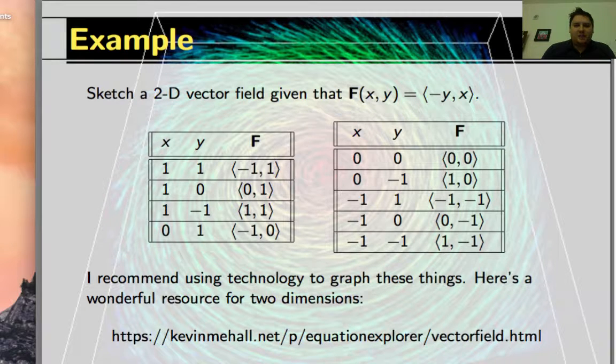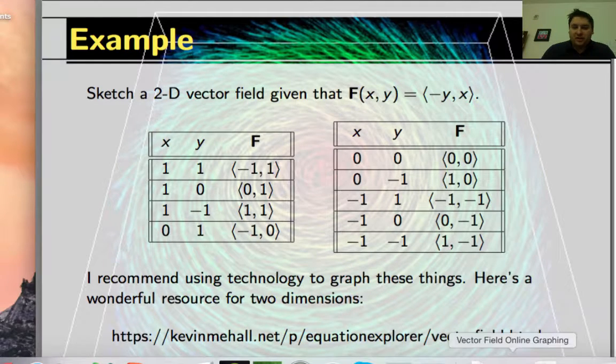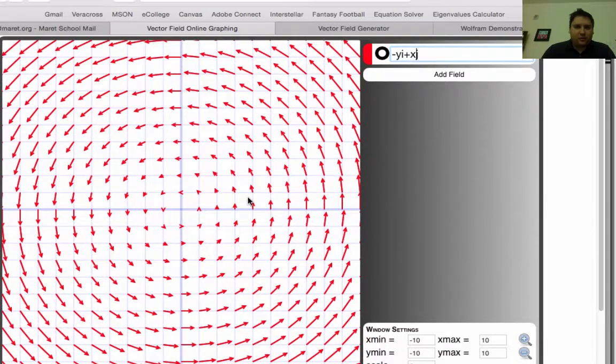Anyways, if you go to that website, which I'm going to go to right now to show you what this looks like, it's a great resource for 2 dimensions. So this is what it looks like. If you pull up this website, unfortunately you have to type the vectors over here with the ij components, which I never like to do. But you see, so I typed negative yi plus xj, for instance.